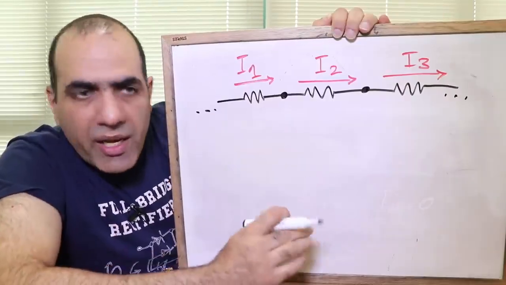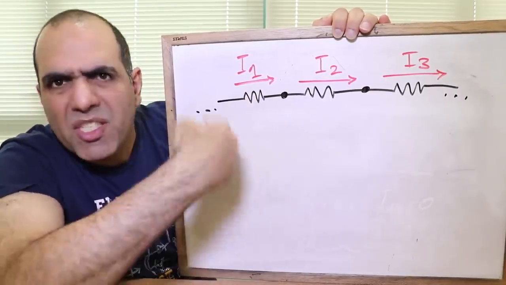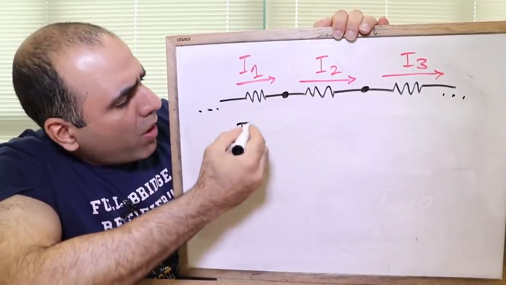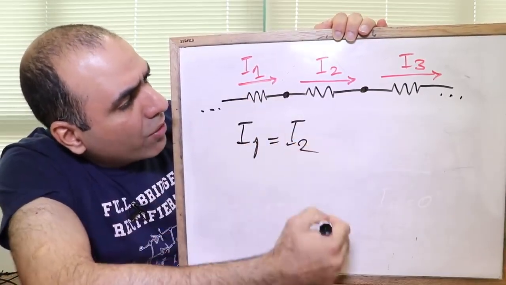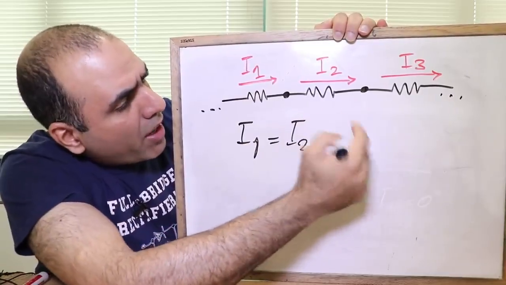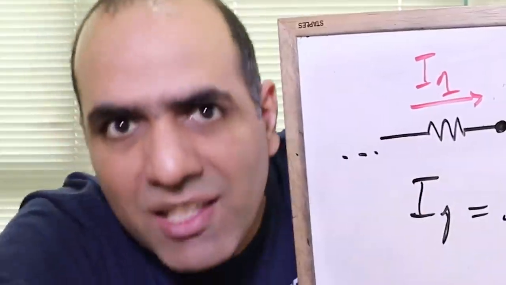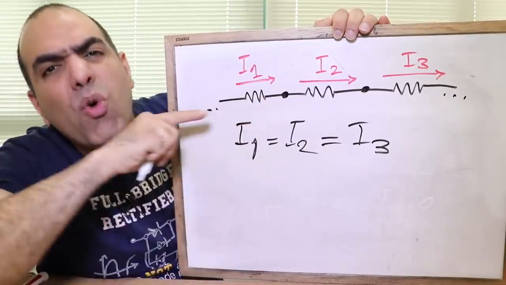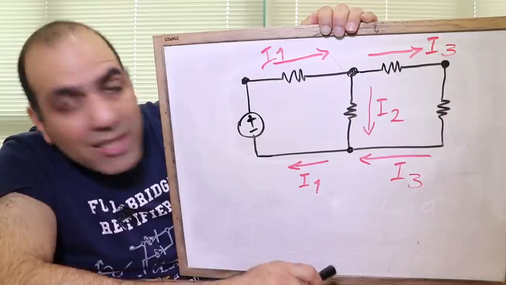So based on KCL, if you have nodes with only 2 components connecting to it, which means they are in series, I1 going into the node is equal to I2 leaving the node. Or here, the same, I2 going in is equal to I3 leaving. This is fantastic too. This means the current through all series components is always the same. Remember this too.